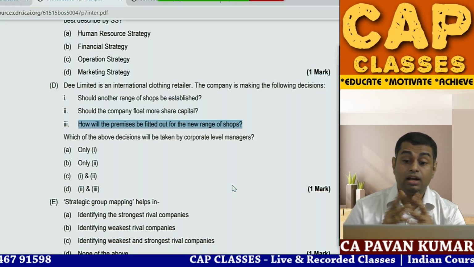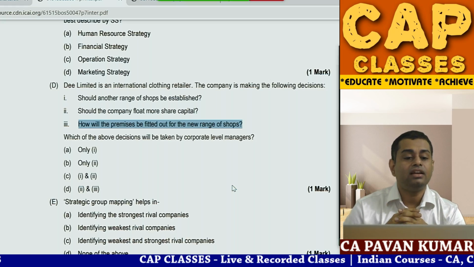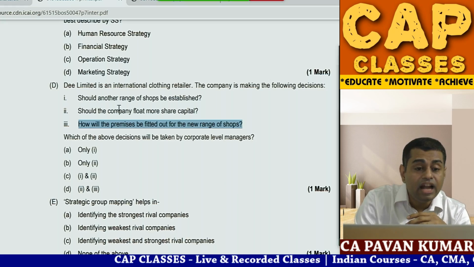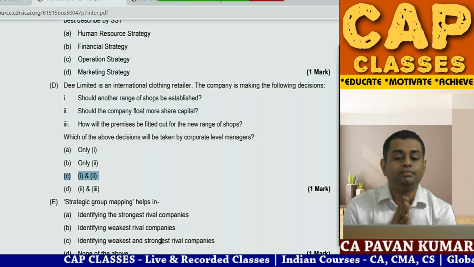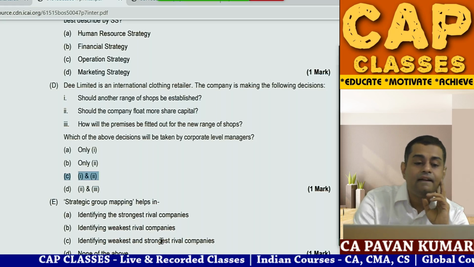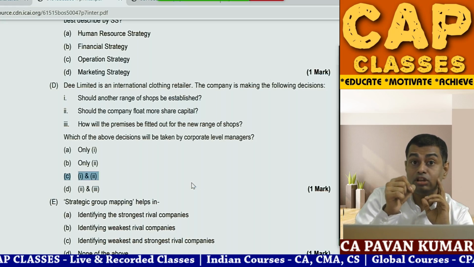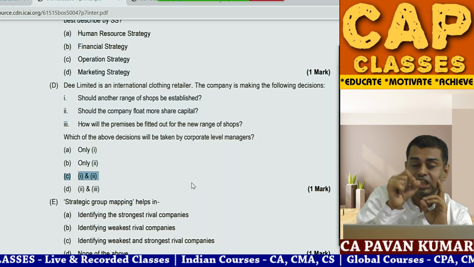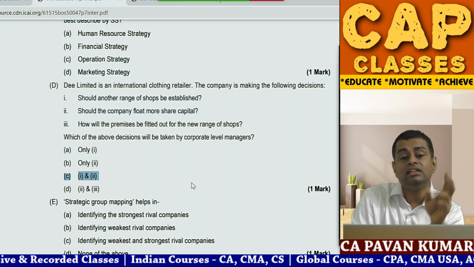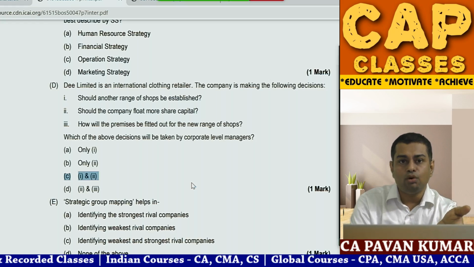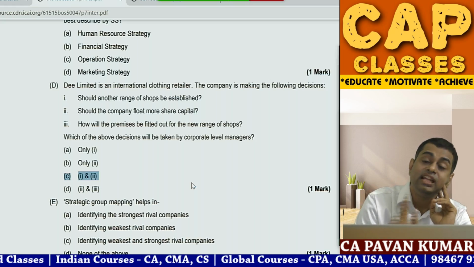If you are a top level guy, you'll do 1 and 2. So it is, ta-da, C is the correct answer. If they ask you which of the above decisions will be made by functional level manager, then your answer is 3. It is not there now, but if that is the question, they will give 3. Then that is the correct answer.